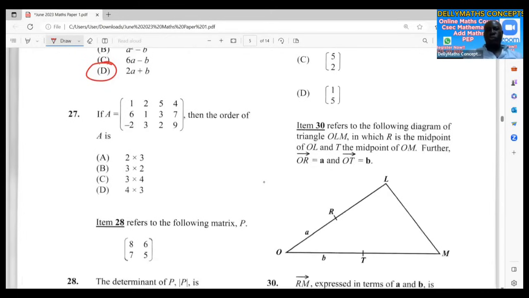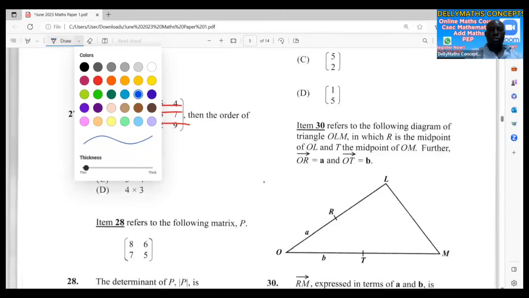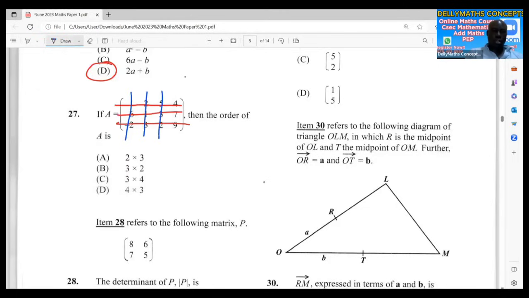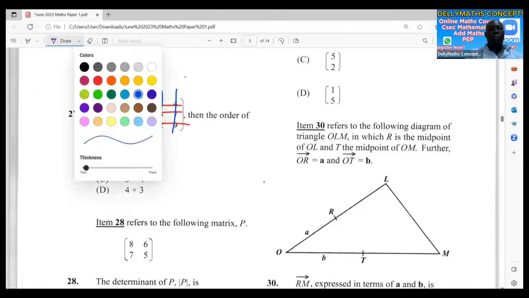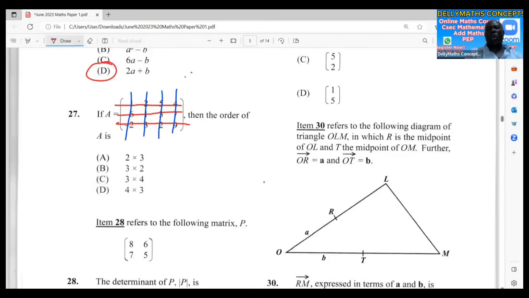If A is the matrix 1, 2, 5, 4, 6, 1, 3, 7, negative 2, 3, 2, 9, then the order deals with how many rows by how many columns. Rows are horizontal. So in red, row 1, row 2, row 3. In blue, column 1, column 2, column 3, column 4. So basically, the order of the matrix tells how many rows by how many columns, right? So what are we looking at? 3 rows and 4 columns. Remember to put the rows first, the columns after.